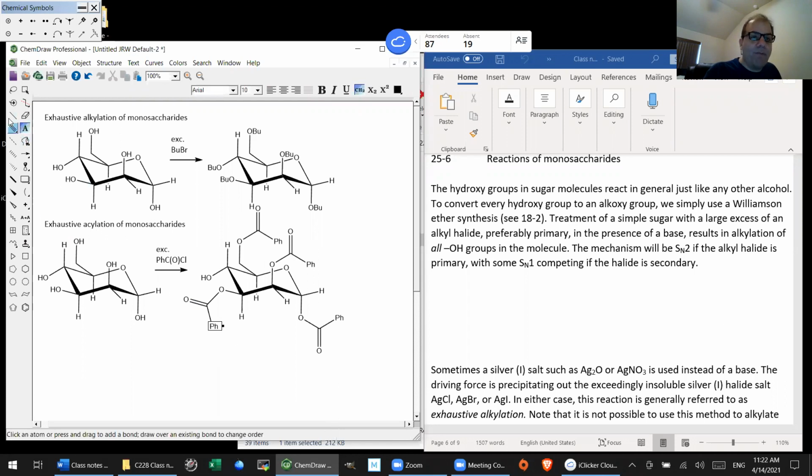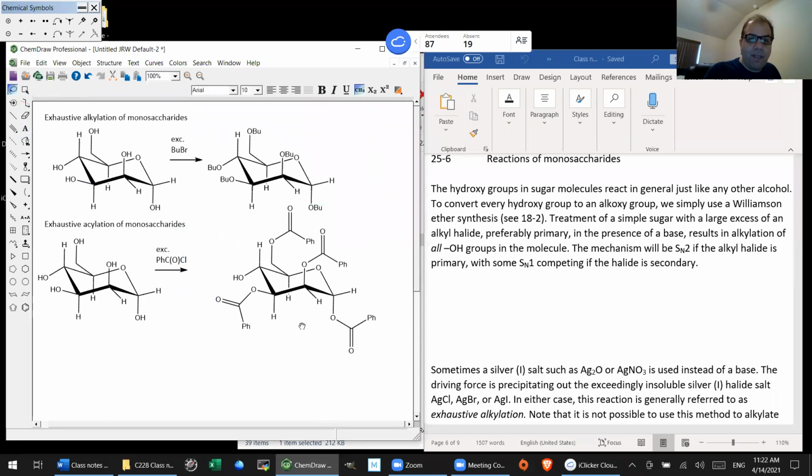That one, and then we have one last one. Let me move that whole molecule over a bit. And I'll put the other benzoyl over here. And of course, if I'd used acetyl chloride rather than benzoyl chloride, all of these phenyl groups would just be methyls. And there are other acid chlorides besides those.